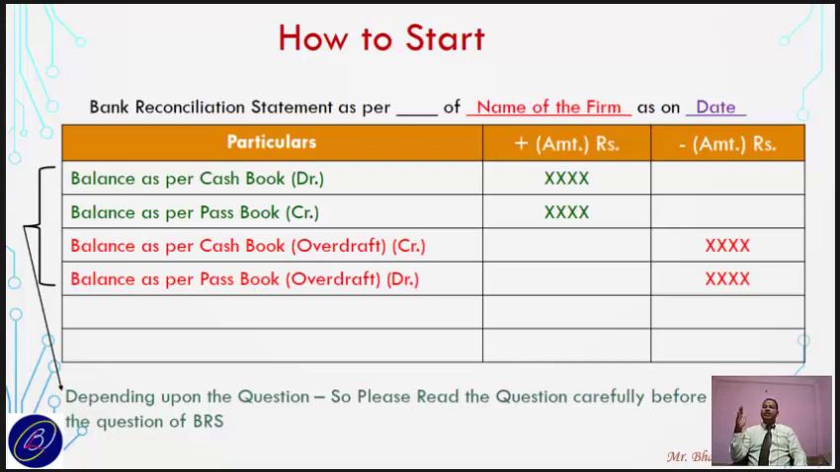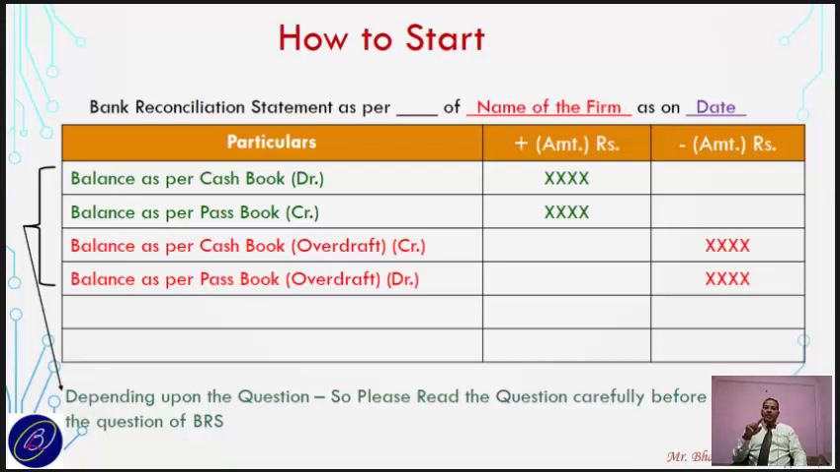Clear? Next is the name of the firm, the firm for which you are preparing, which company. Next, "as on": the bank reconciliation statement should be prepared on a date. Okay, it should be prepared on a date. So you have to mention "as on" and the particular date. Okay.